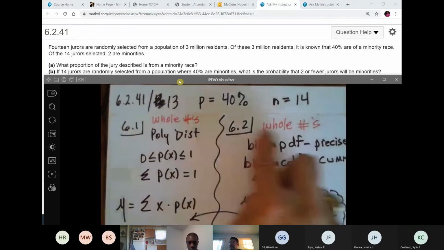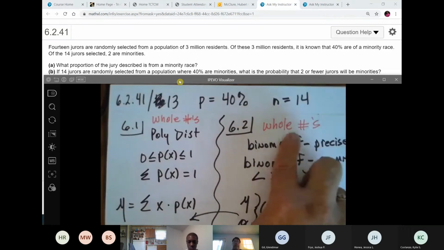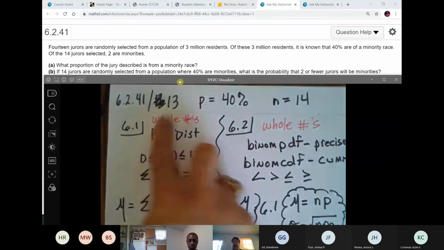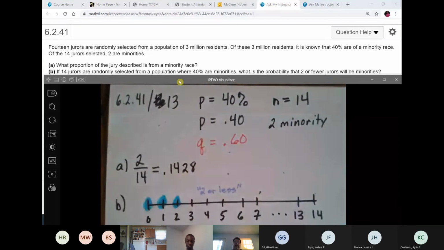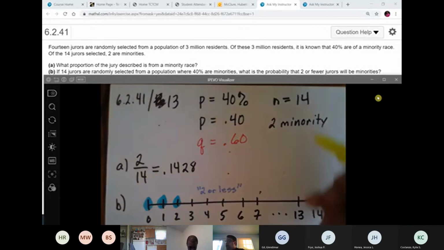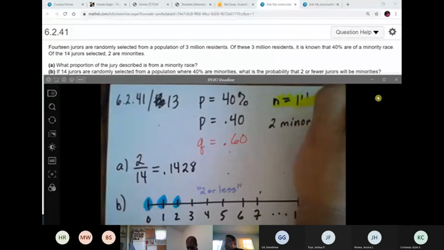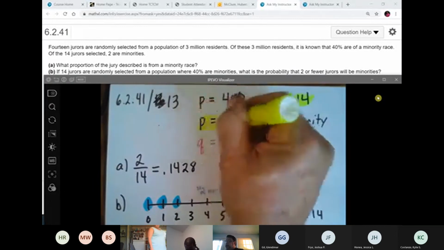Because in chapter 6, we only deal with what? Whole numbers. That's why I highlighted 0, 1, and 2. Now, somebody tell me how I find the probability of 0. Remember, we have N, we have P.